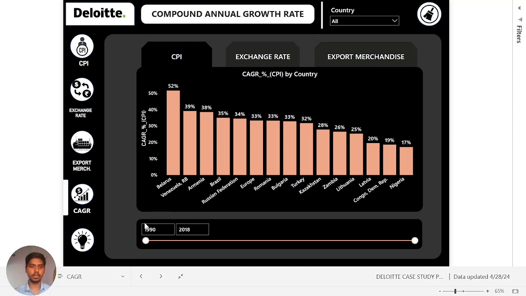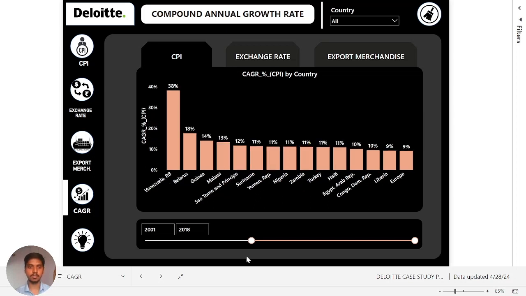Below, you can see the scroller bar. Whatever period you want, you can just select from this. Like if I want after 2000, you can select from here and you can get the top 15 countries with respect to what you have selected. Like we have, and still we have Venezuela, Belarus, Guyana, Malawi. So with the help of this, you can find out the annual growth rate of CPI in the countries.